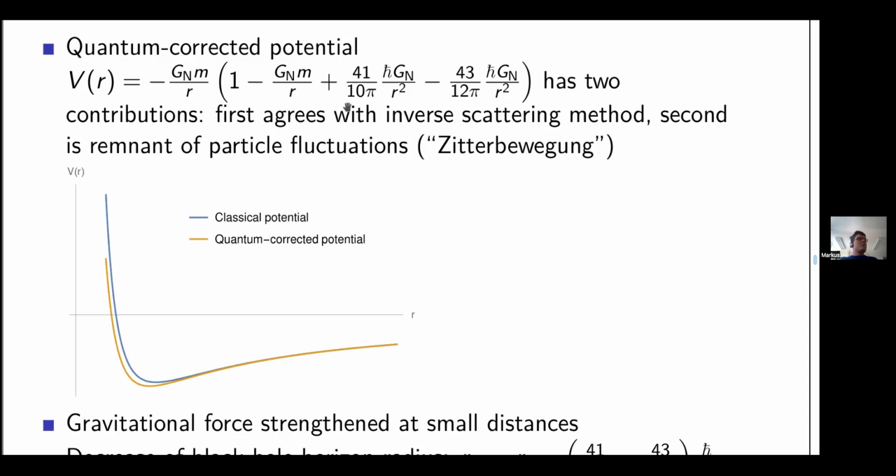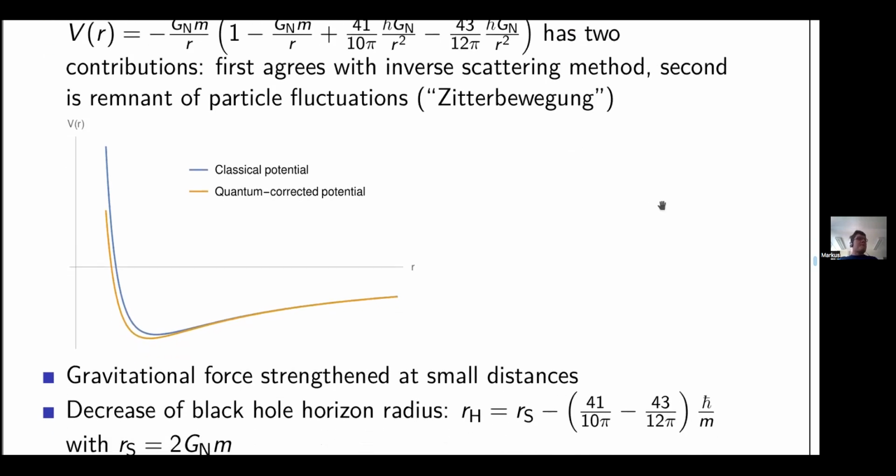If you actually look at what you get, you get two contributions. Here ħ G_N is the Planck length squared, so it's Planck length squared over r squared, very, very tiny. One contribution comes from these virtual gravitons fluctuating around, and that in flat space agrees with another method you can use in flat space, the so-called inverse scattering method. And there's a second term, which is a remnant of the fluctuations of that particle. Even though we try to suppress them, we can't get rid of them. We interpret it as a kind of Zitterbewegung, which people might know from the classical solutions of the Dirac equation.